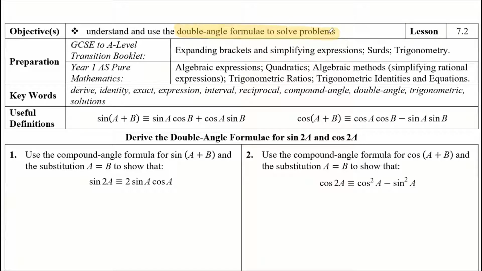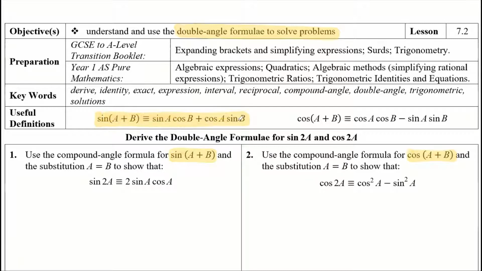Now, I've given you some useful definitions here. It says in the questions which identities to use. So the sine of a plus b here, the cosine of a plus b here, for example, for the first two. And although they're in the formula booklet, I've provided you with them in the useful definitions.